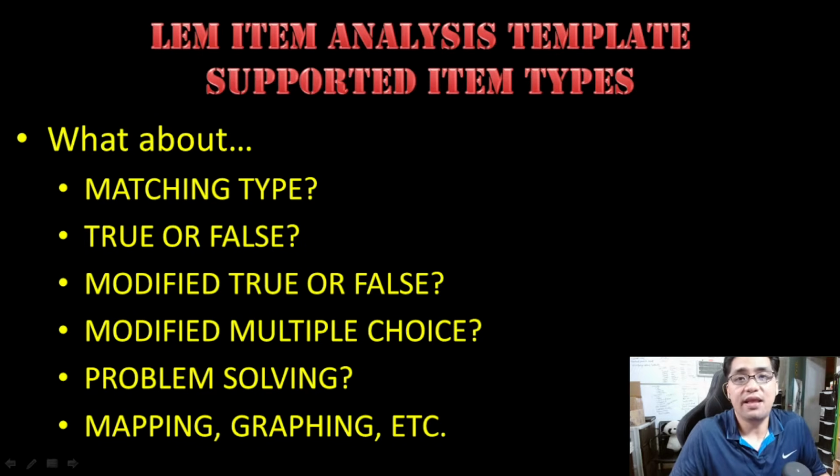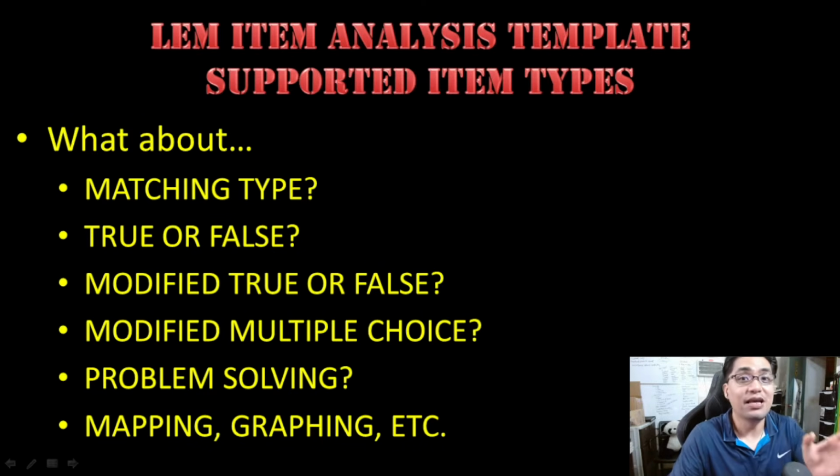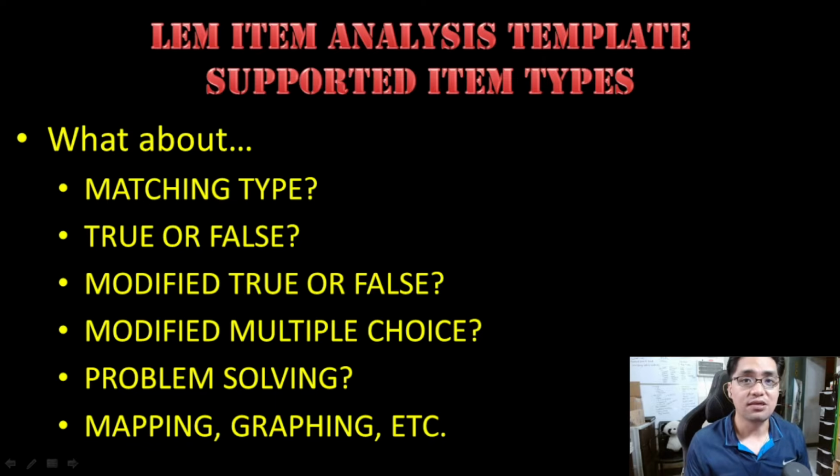What about something like modified true or false? If you remember basic modified true or false, write true if the statement is true. If the statement is false, replace the underlined word with whatever word makes it correct. In that case, the question is no longer close-ended because the answer is either true or an infinite number of possible things that the student can answer. So it's an open-ended answer. As far as the template is concerned, it is considered a short answer item.